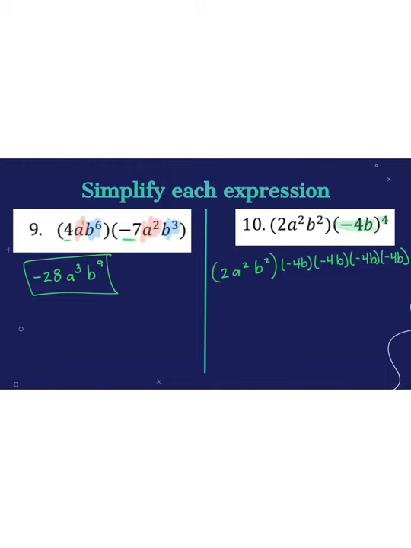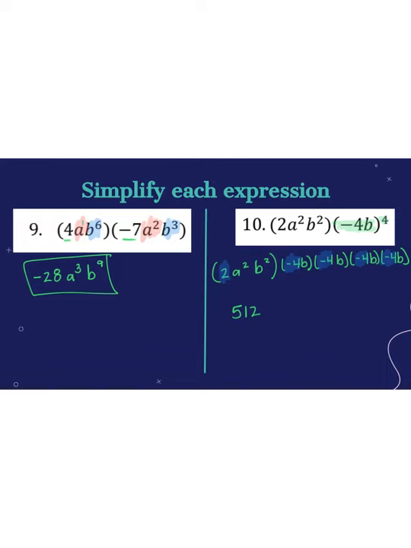Just like always, when we start these, we're going to multiply our first number, our coefficient. Well, when I look at my coefficient, I have a 2, I have a -4, -4, -4, -4. So in your calculator, I want you to type out 2 times -4 times -4 times -4 times -4. So when you multiply all those numbers, you're going to have 512. So your coefficient, the number before, is going to be 512.